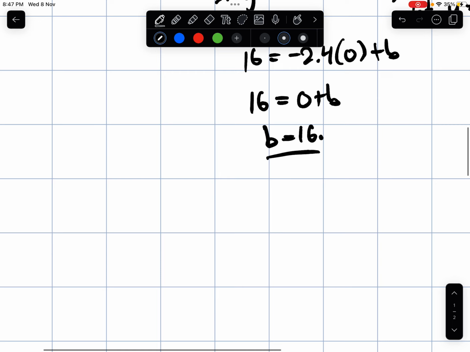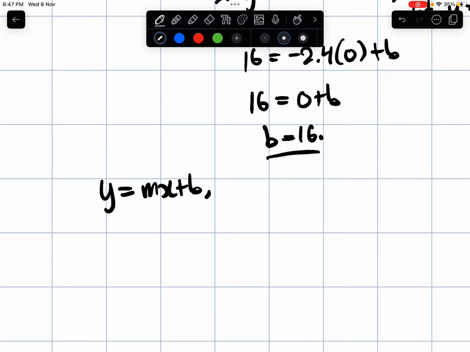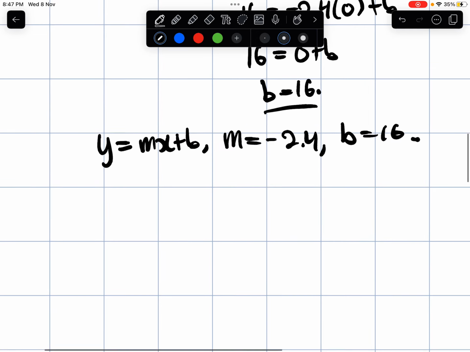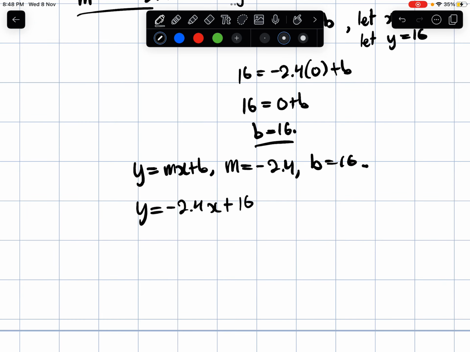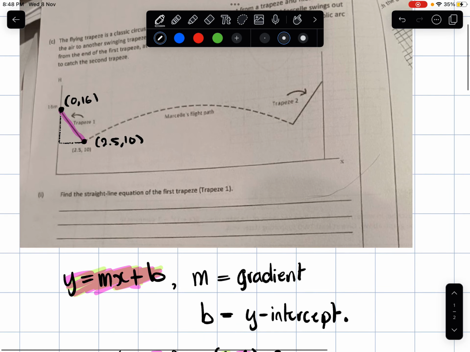And then we sub it into a final y equals mx plus b. M equals negative 2.4. B equals 16. And then you sub in: y equals negative 2.4x plus 16. And there's our question answered. This is the gradient equation of our trapeze 1.